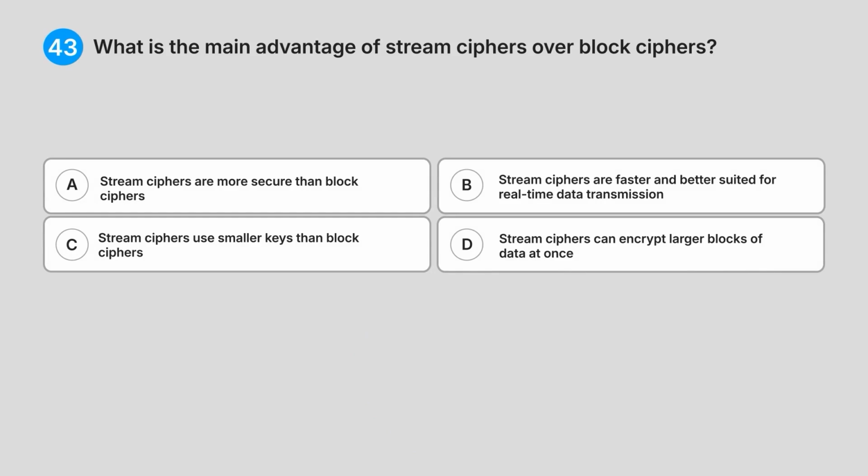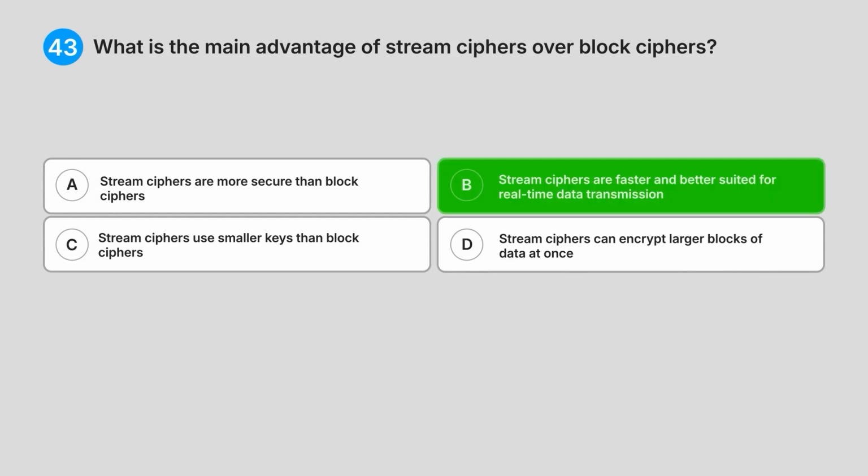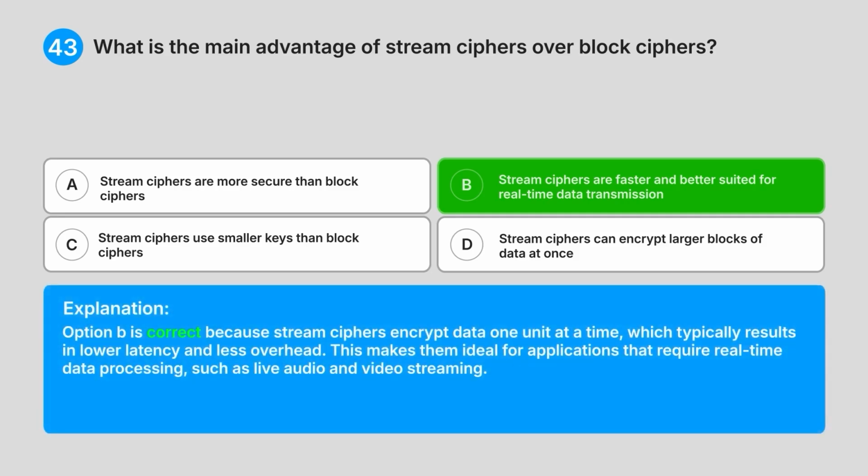Correct answer: B. Stream ciphers are faster and better suited for real-time data transmission. Explanation: option B is correct because stream ciphers encrypt data one unit at a time, which typically results in lower latency and less overhead. This makes them ideal for applications that require real-time data processing, such as live audio and video streaming.